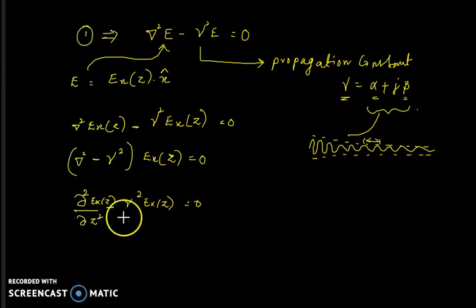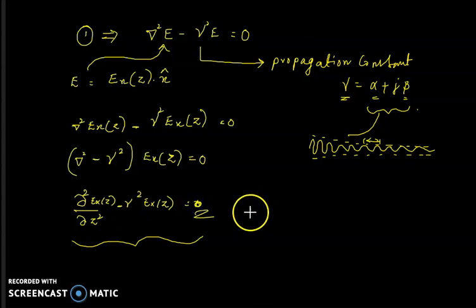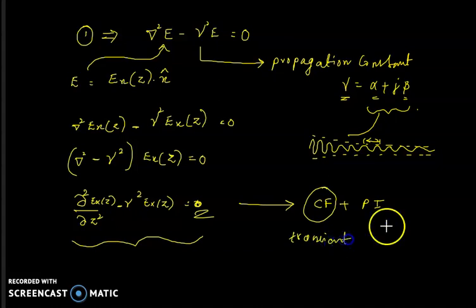So this is a second order homogeneous differential equation. Why is it homogeneous? Because on the right hand side it is 0. If you solve this homogeneous equation, the solution has two parts: one is the complementary function and the other a particular integral. The complementary function is the transient term, and the particular integral is the steady state variable.